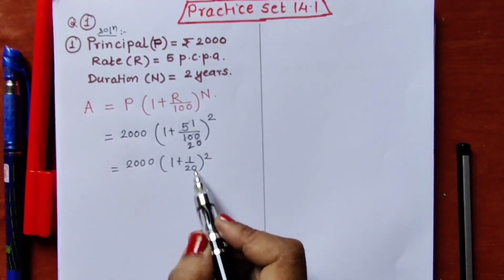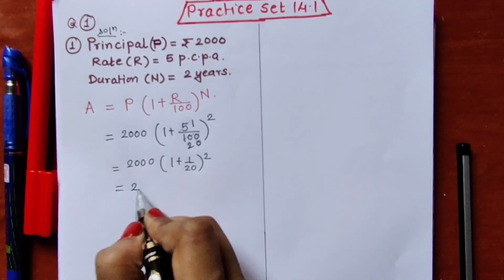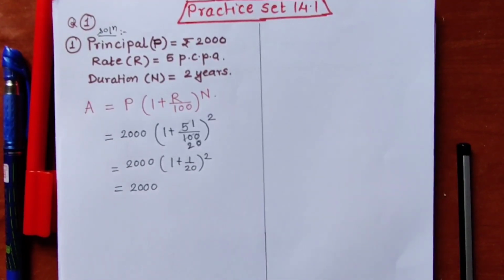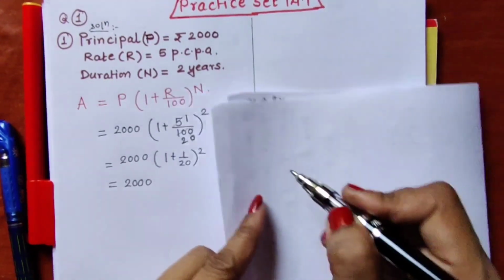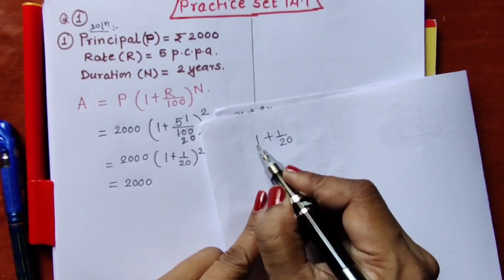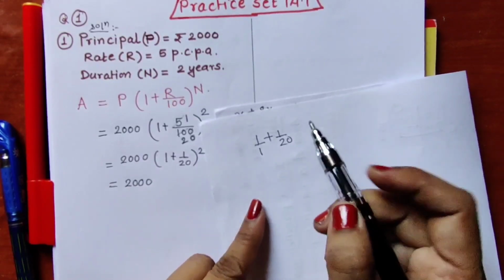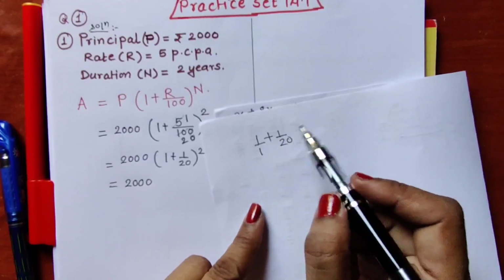Now what is 1 plus 1 upon 20? We can solve it by cross multiplication. This 2000 as it is, I am writing 1 plus 1 upon 20, which can be solved by cross multiplication. Only 1 means it is always 1 upon 1. Always keep this in mind. Only a number is there means what? Always 1 is in the denominator.